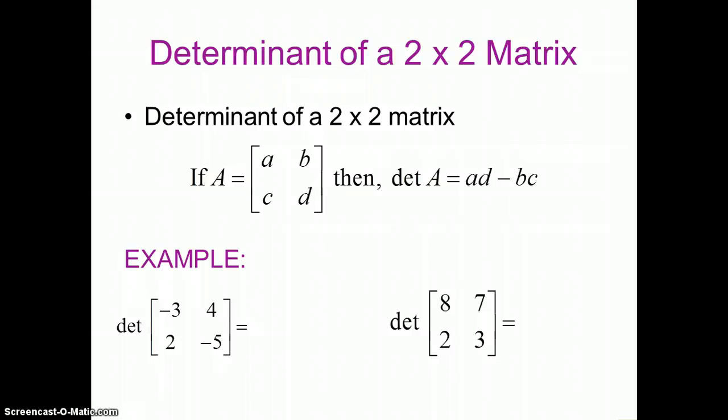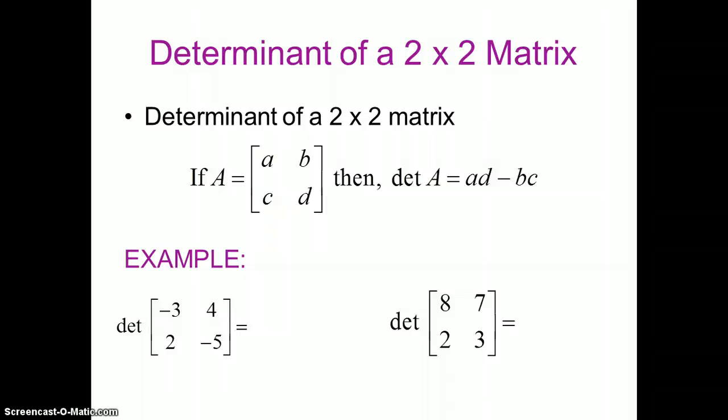Okay, so now that we know what an inverse is, we need to know a couple of things before we can actually find the inverse. One of the things that we use to find an inverse, and even to tell us if there's an inverse that's going to exist for that matrix, is called the determinant. And the determinant in a 2x2 matrix is pretty easy to calculate.